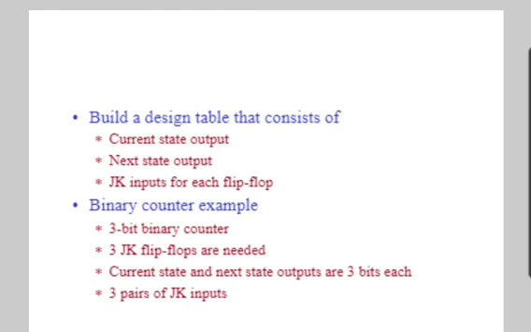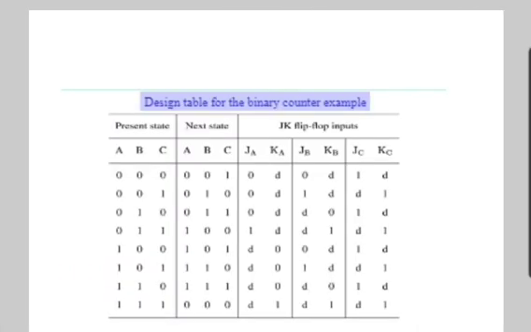Next, we have to build a design table which consists of current state output, next state output and JK input for each flip-flop. So what is current state, next state we have already seen. Then the binary counter example, that is 3-bit binary counter, 3 JK flip-flops are needed. Current state and next state outputs are 3 bits each and 3 pairs of JK inputs. Then here is a design table for the binary counter example. Here present state, next state and JK flip-flop input is considered. For the 3 flip-flops they have JA, KA, JB, KB and JC, KC.